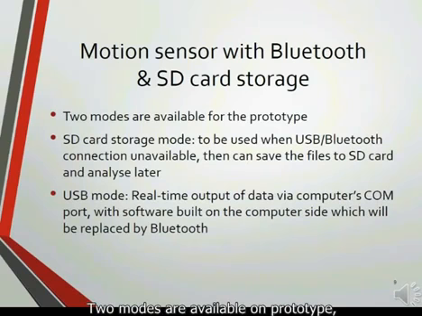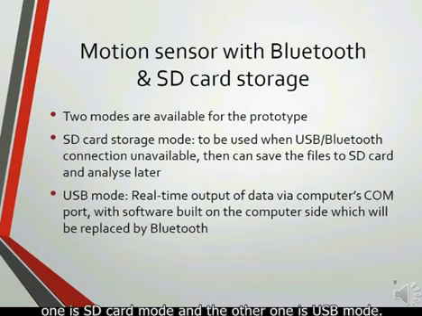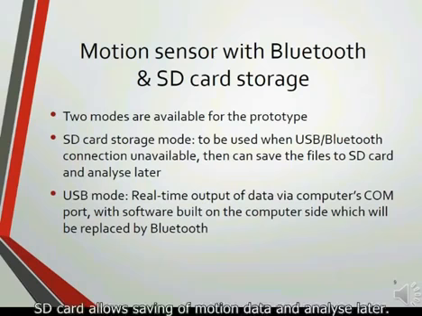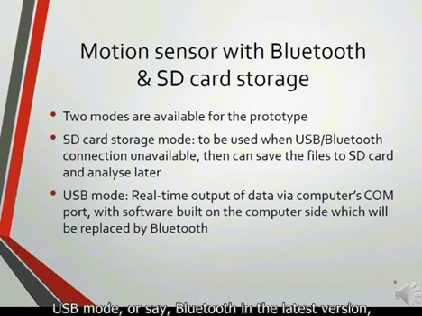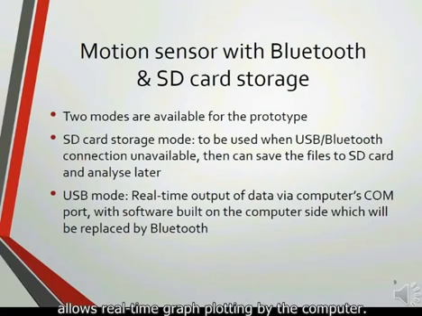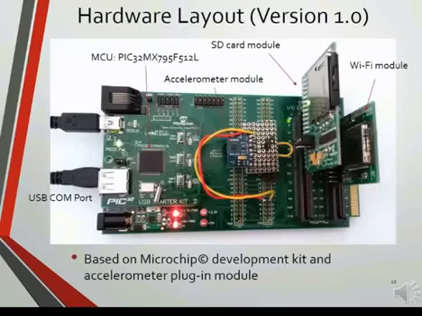2 modes are available on the prototype. One is SD card mode and the other one is USB mode. SD card mode allows saving of motion data to analyze later. USB mode, or say Bluetooth in the latest version, allows real-time graph plotting by the computer.